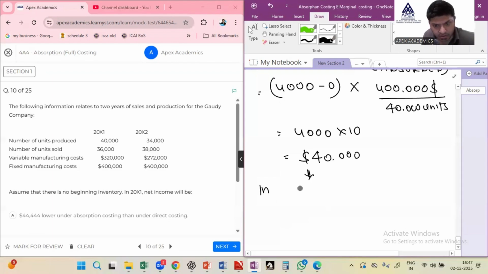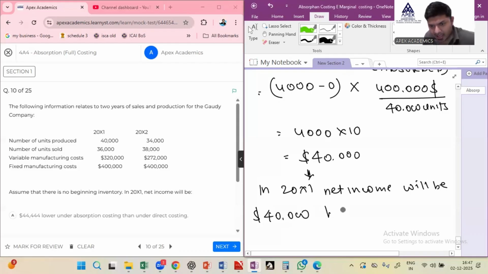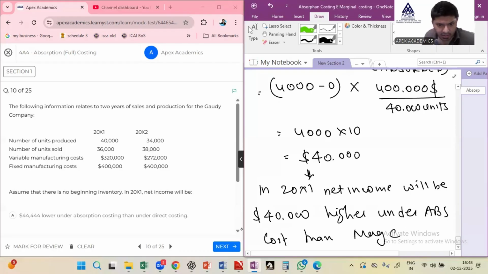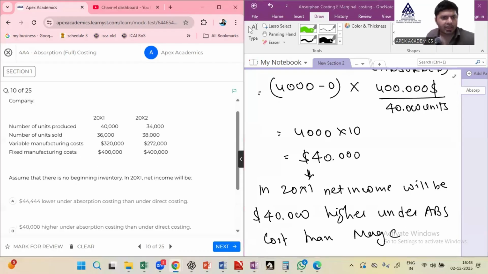The statement is: in 20x1, net income will be $40,000 higher under absorption costing than under our marginal or direct costing. Now let us see our alternatives. What are they saying?